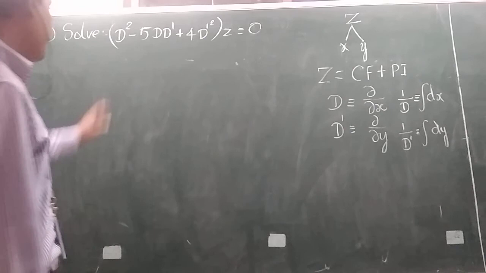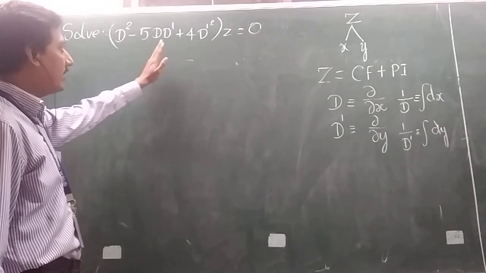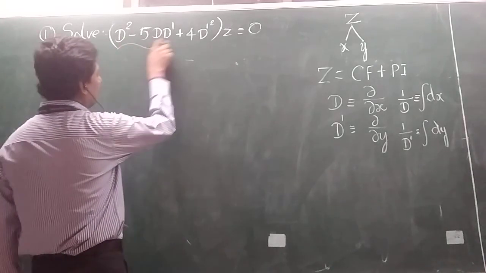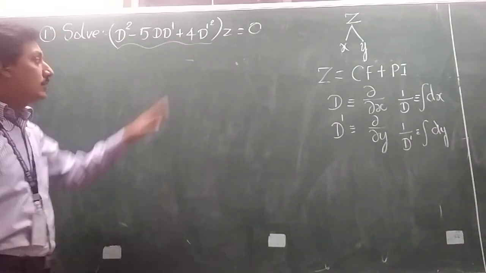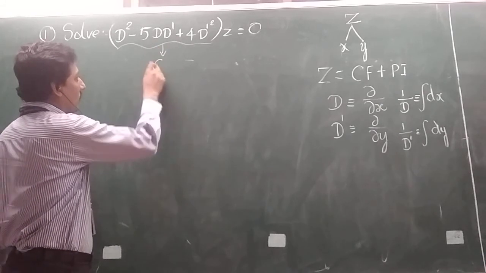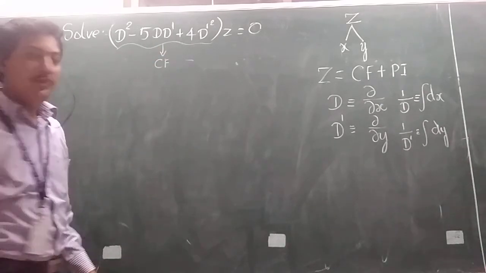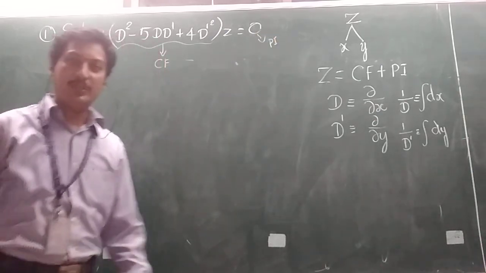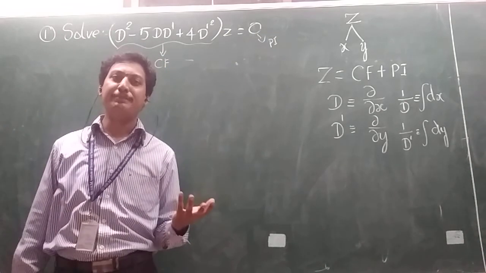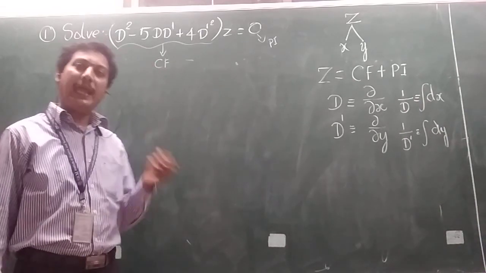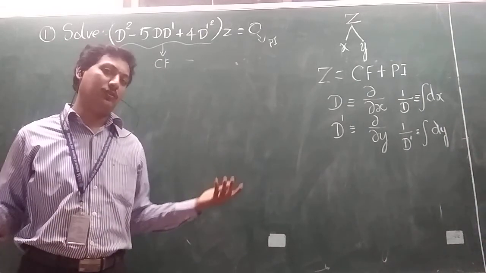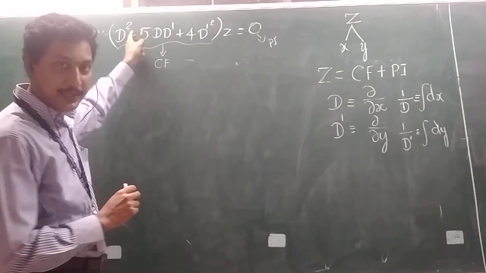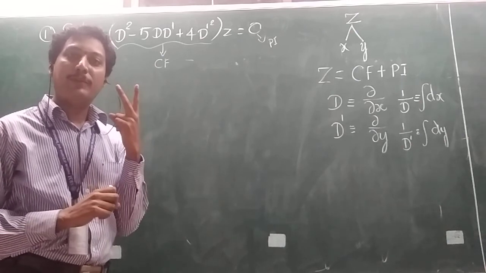Now let's see the problem here. D squared minus 5DD dash plus 4D dash squared equal to 0. As we know already, from the left hand side we get the complementary function, right? From the right hand side we get the particular integral. But in this problem, the right hand side is 0. So there is no need to find the particular integral. The complementary function itself acts as the complete solution. Clear? Now how to get the complementary function? What is the order of the given PDE? Second order. So there are possibly two routes.